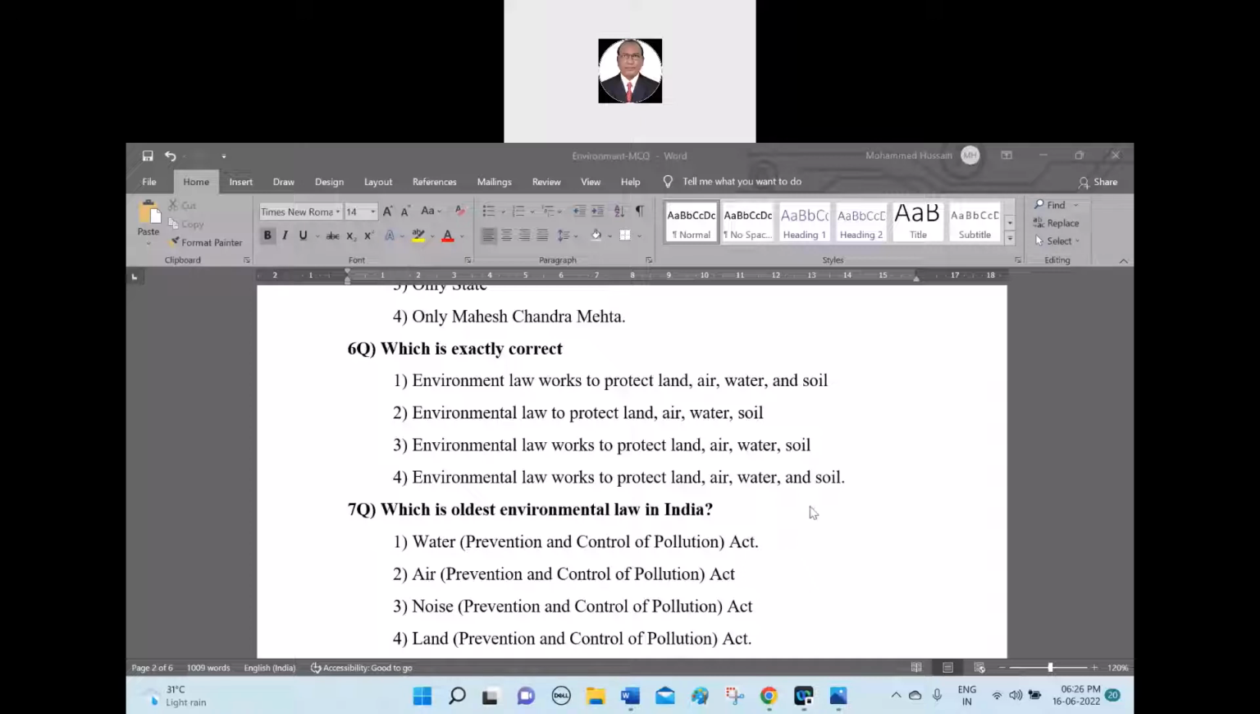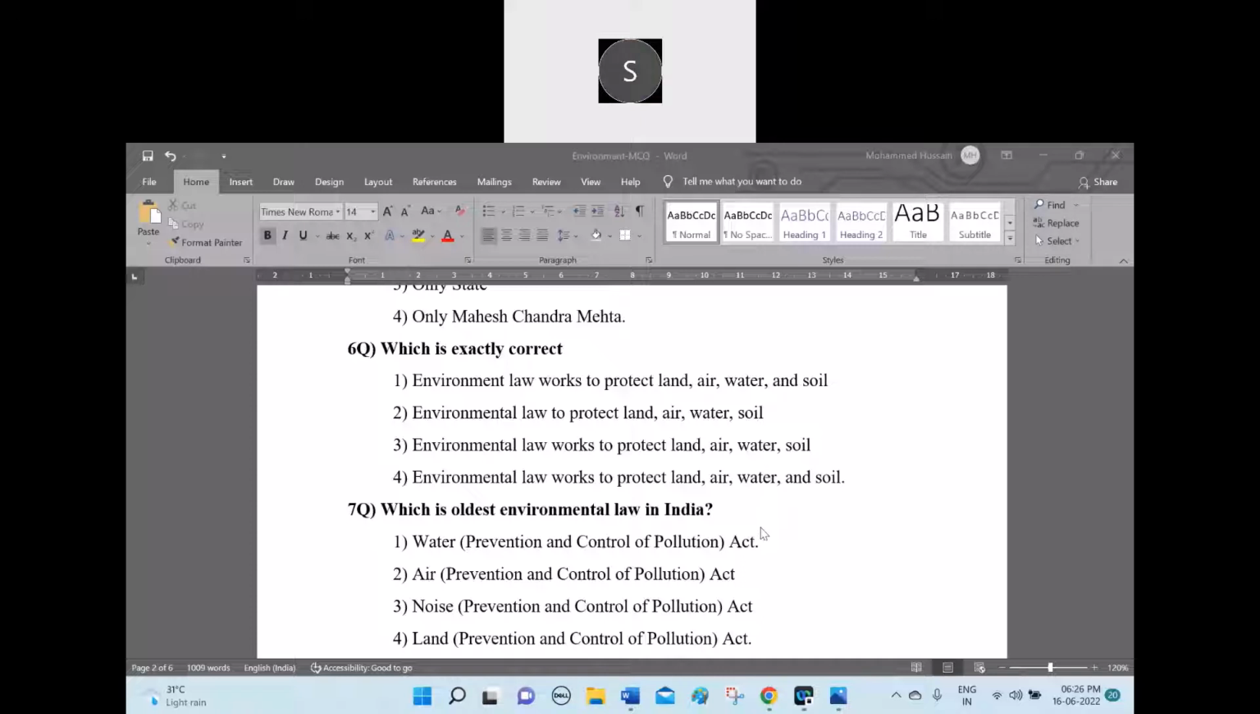Anyone? Even though it is wrong. Sir, I think first one, Water Pollution Act. It is water within parenthesis, Prevention and Control of Pollution Act. Yeah, that is the right answer.